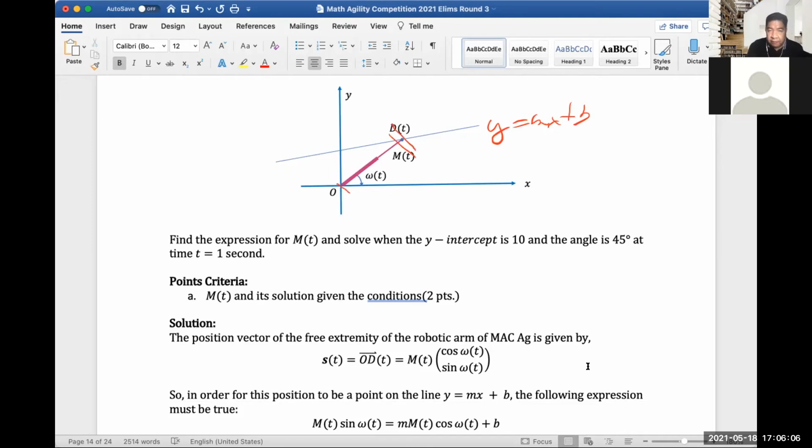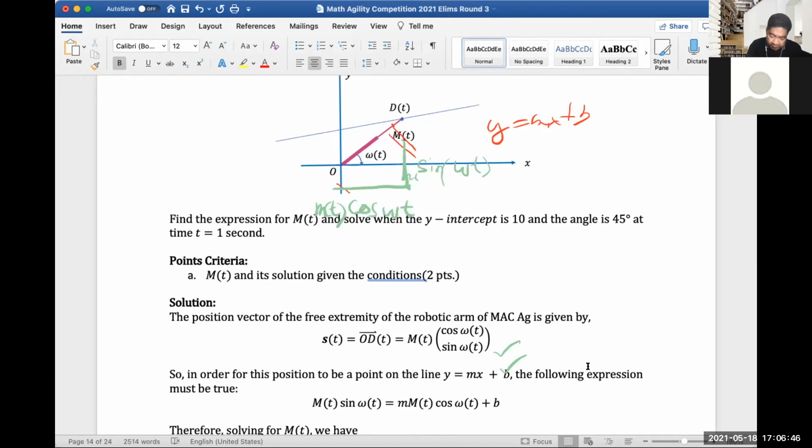So if you're going to solve it into components, let me change my color. This would be your cosine omega t, right? Because the angle here is omega t, and this would be sine omega t. So that is m(t) times cosine omega t. So m(t), m(t) here because this length is m(t). So m(t) times cosine omega t and sine omega t here, right?